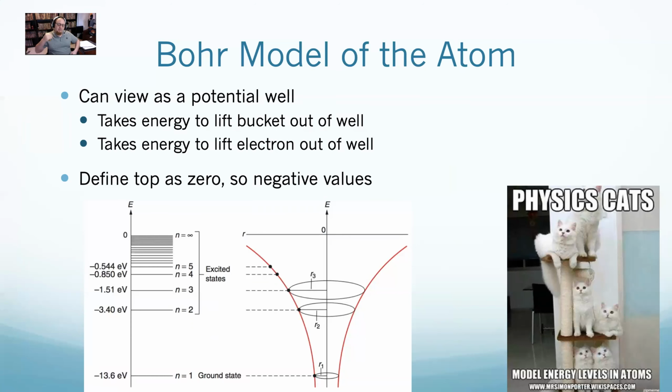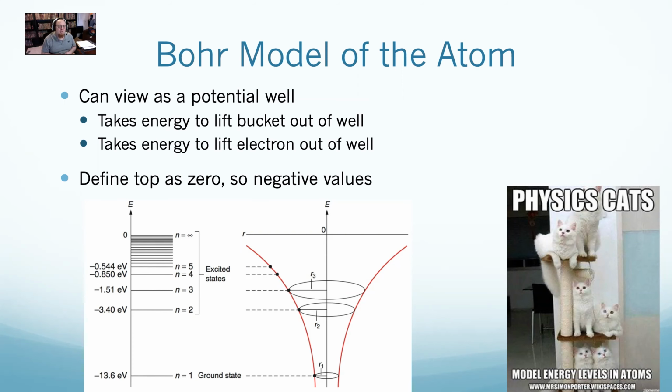If you want to take the bucket out of a well, it takes energy. You're going to have to lift it up. Likewise, to remove an electron from an atom, it's going to take energy. It's the same idea. And he said that we're going to define an electron being infinitely far away from the nucleus as zero energy. And as it gets closer to the nucleus, it's going to have less energy. If zero is infinity, that means as it gets closer, the number is going down, so it's going to go negative.